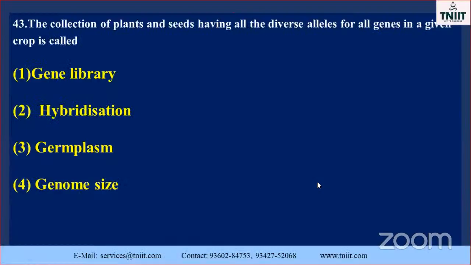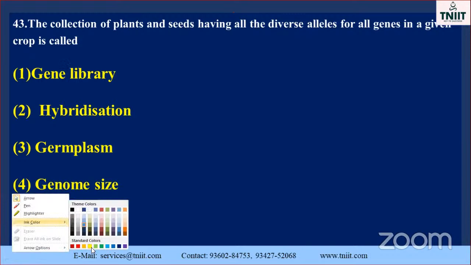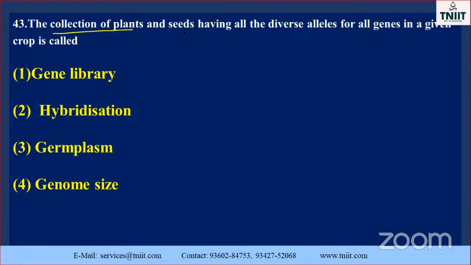Go to the next one. The collection of the plant seeds having all the diverse alleles of all genes in a given crop is called. See the keyword, the clue word. Collection means what? Seed having all the diverse alleles. Diverse alleles mean different.